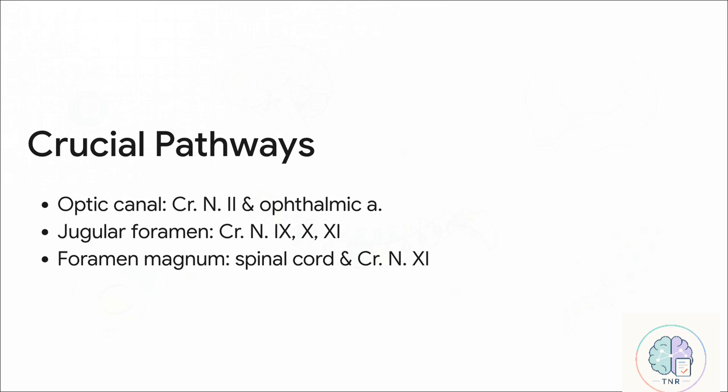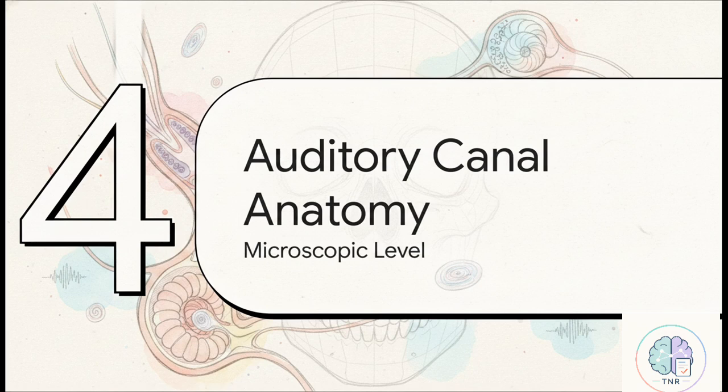And the foramen magnum? That's the largest opening, protecting the spinal cord itself along with cranial nerve 11 as it enters the skull. This brilliantly illustrates how these specific foramina act as absolutely critical checkpoints. If there's any swelling or a tumor near these exact locations, well, you know precisely which bodily functions are going to be compromised.